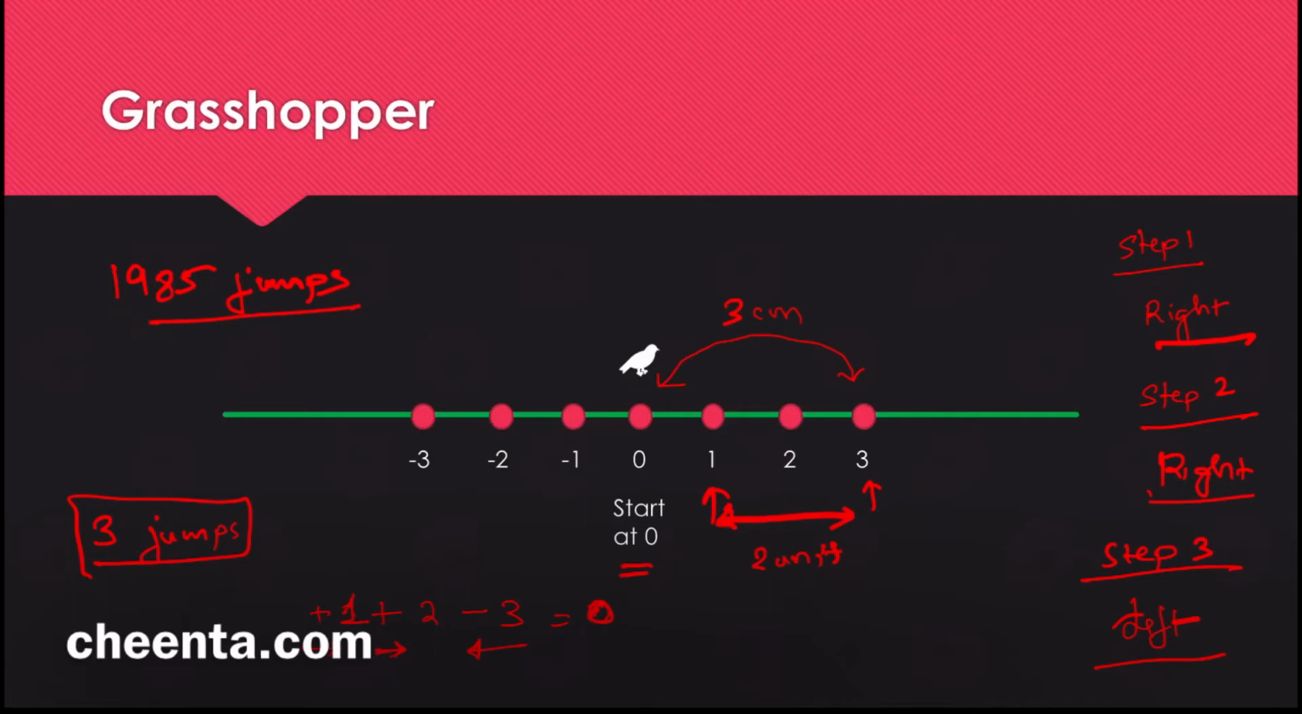So you really see the problem here now. Maybe I can go to a new board. In the first step, the grasshopper goes 1 centimeter. In the second step, it goes 2 centimeters. In the third step, 3 centimeters. Like this, in the 1984th step, 1984 centimeters. In the 1985th step, 1985 centimeters.